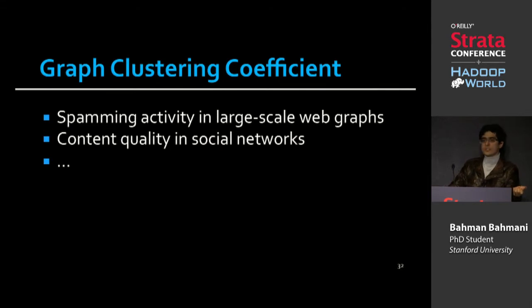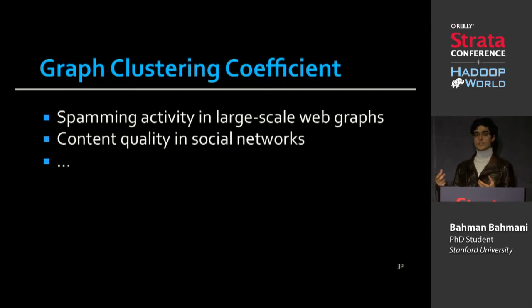Or in content quality in social networks, so you have the content as a node, you have the users of the social network as other nodes. A user is linked to a content if the user consumes the content, and 2 users are linked to each other if they are friends or something. Then if a content has a high clustering coefficient, what it means is that most of the pairs of people who like that content are connected to each other. So that's probably a niche content.